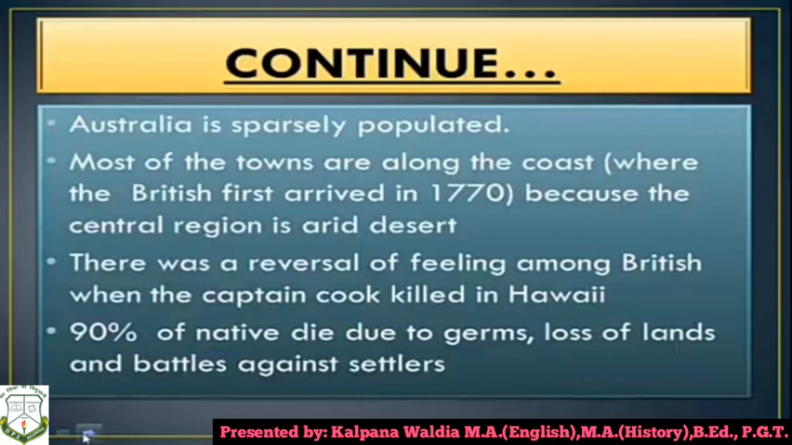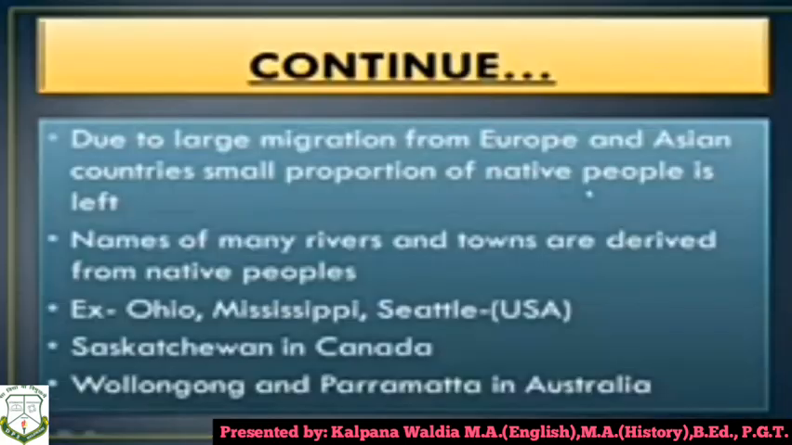There was a reversal of feeling among the British when Captain Cook was killed in Hawaii. 90% of the natives died due to germs, loss of lands and battles against settlers. Due to the large migration from Europe and Asian countries, only a small proportion of native people is left. Names of many rivers and towns are derived from native peoples, for example Ohio and Mississippi in the USA, Saskatchewan in Canada, and Wollongong and Parramatta in Australia.